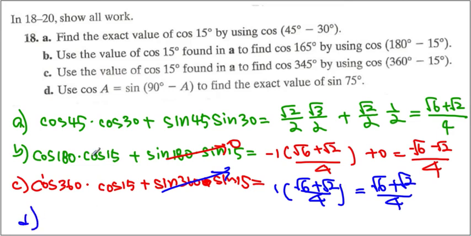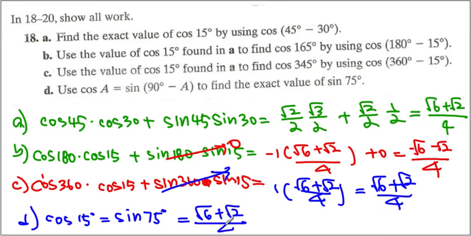How about D? Now use cosine of A as a cofunction. Find the exact value of sine of 75. Since cosine of 15 degrees is in fact equal to sine of 75 degrees, all we have to do is write the value of cosine of 15 once again, which is radical 6 plus radical 2 over 4.